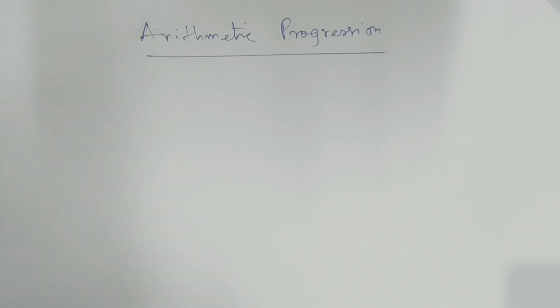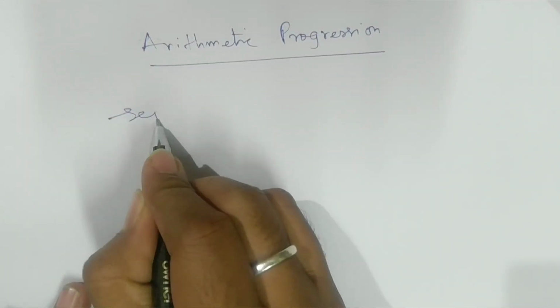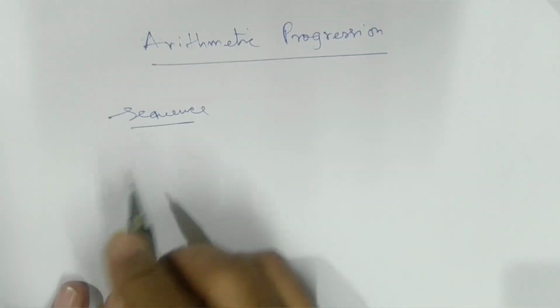Namaste students. Today we're going to see a new chapter, that is arithmetic progression. And to know this chapter we need to know a few terms. First one is sequence. What is a sequence? Sequence means a list of well-defined numbers.